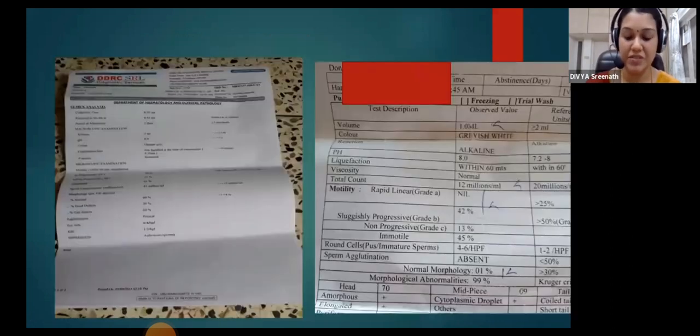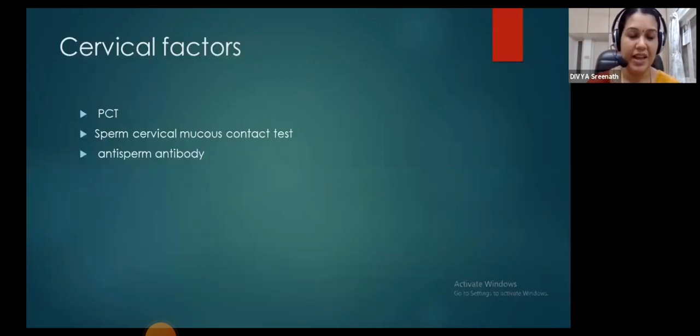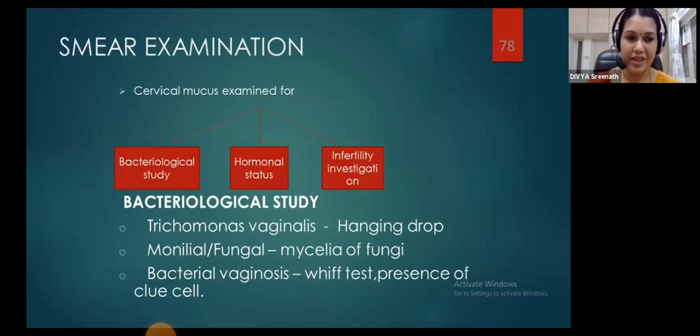Some patients may present with azoospermia, absence of sperm. In such patients, we have to do an ultrasonographic scan and also hormone assays like FSH, LH, etc. Even testosterone or prolactin, depending upon the patient's condition. For the cervical factor, we can do a post-coital test to assess the anti-sperm antibody reaction with the mucous membrane. We can also assess the cervical mucus for a bacteriological study.